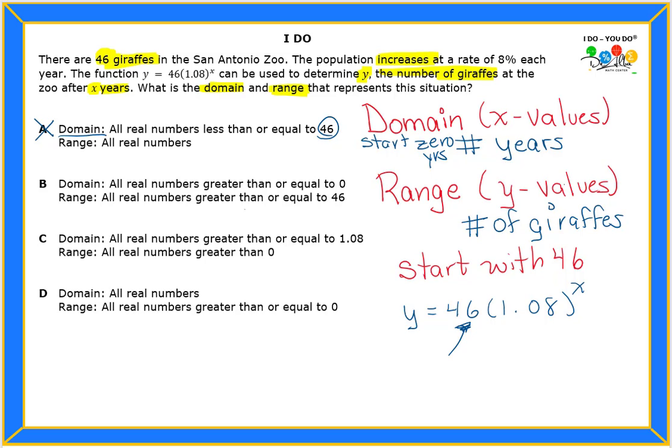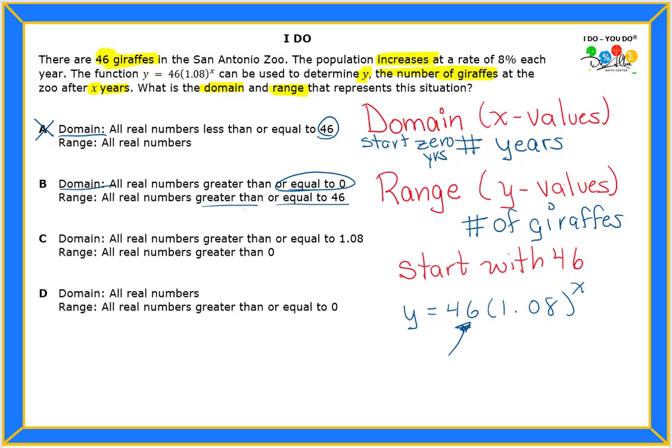It says all real numbers greater than or equal to 0. Yeah, that's pretty much what we're looking for, right? Domain being greater than or equal to 0. What about range? It says all real numbers greater than or equal to 46. And yes, that's what I'm looking for too, because we start with 46, right? So there has to be greater, but it can also be equal to, because that's how much you start with. So it looks like B is the answer.